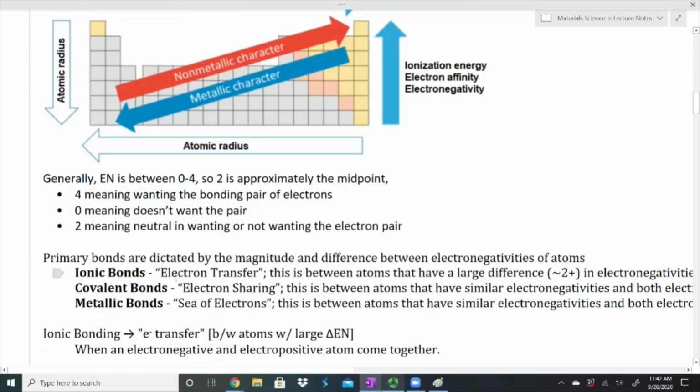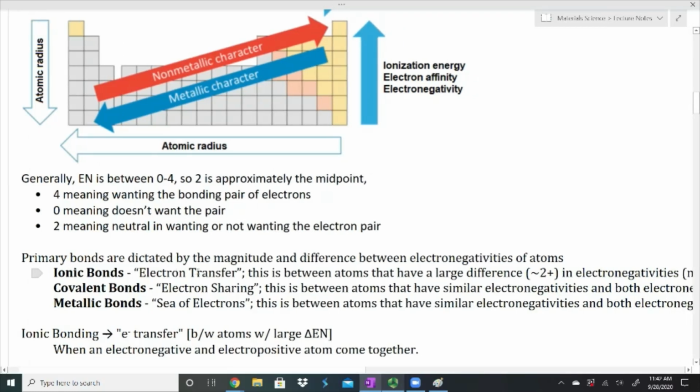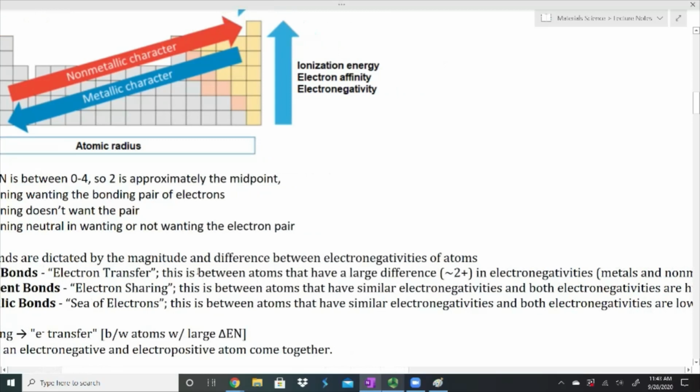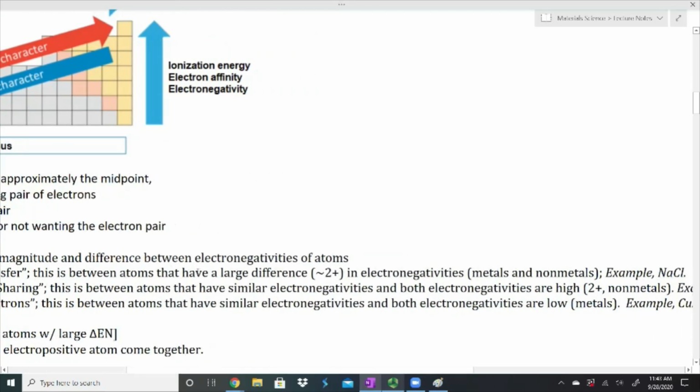Ionic bonds deal with electron "transfer," and that is in quotations. It's not 100% true, but it's a good way to think about it. These types of bonds are between atoms that have large differences in electronegativities, meaning metals and nonmetals. An example that is often used is sodium chloride, NaCl.